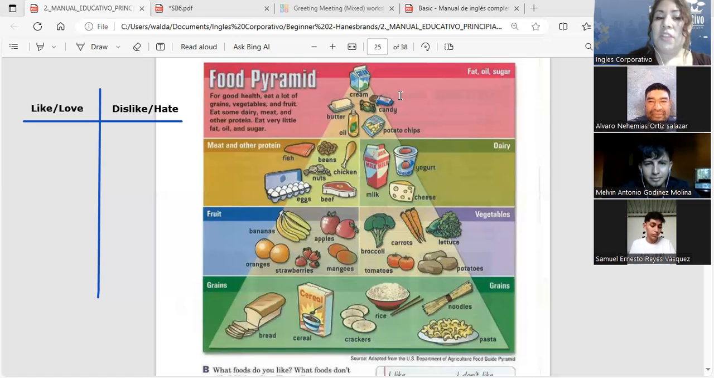Okay, Melvin, what things do you like or love? Fish. Fish, okay. Chicken. Yogurt. Cheese. Rice. Rice, okay. Candy. Candy, okay. Cream. Which one? Cream. Crema. Okay, cream, okay. All right, very good.